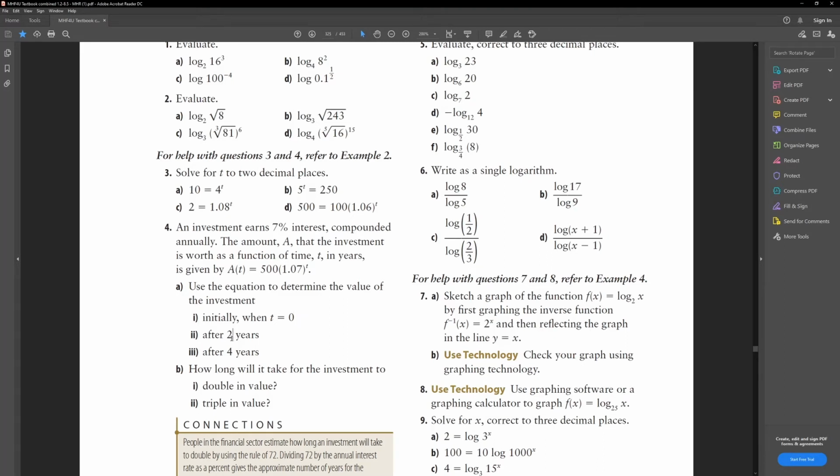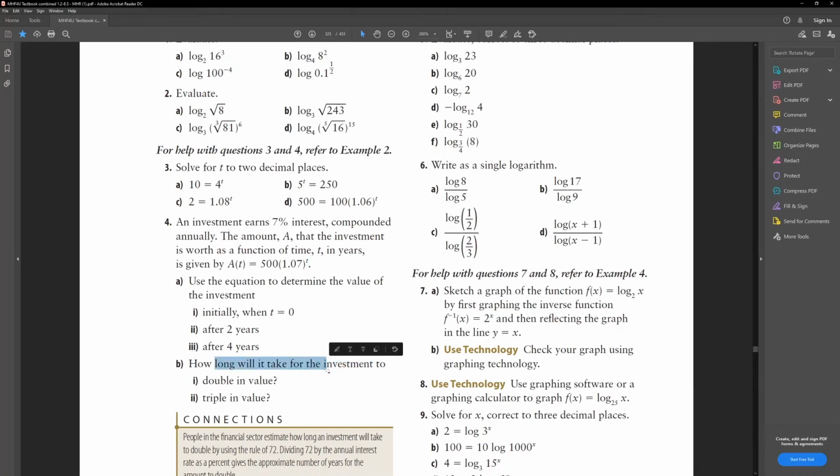Next it's telling us 2 years. So then we substitute 2 into the equation and evaluate. Same thing goes for 4 years. Nothing difficult here. Then it is asking us how long will it take for the investment to double and how long would it take for the investment to triple. So what we have to understand here is that we can equate this portion here to 2, right? If this portion here is equal to 2, our investment would be 2 times 500, which would be double.